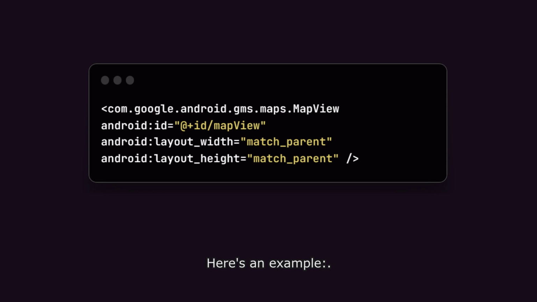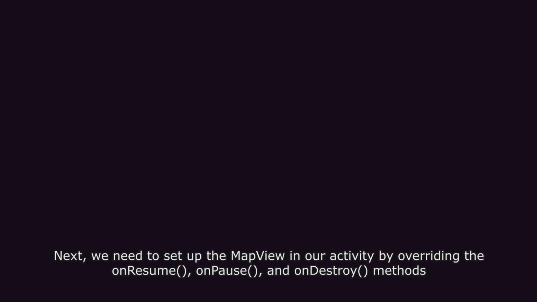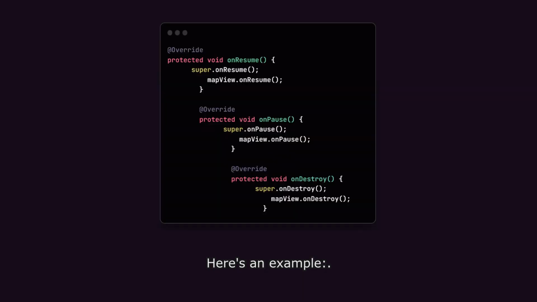Here's an example. Next, we need to set up the map view in our activity by overriding the onResume, onPause, and onDestroy methods. Here's an example.